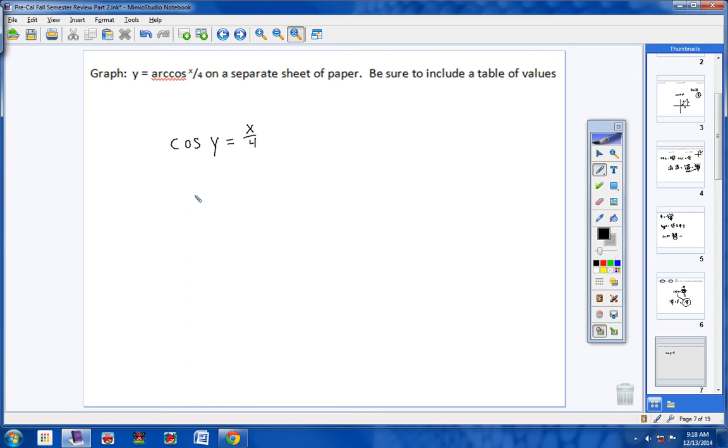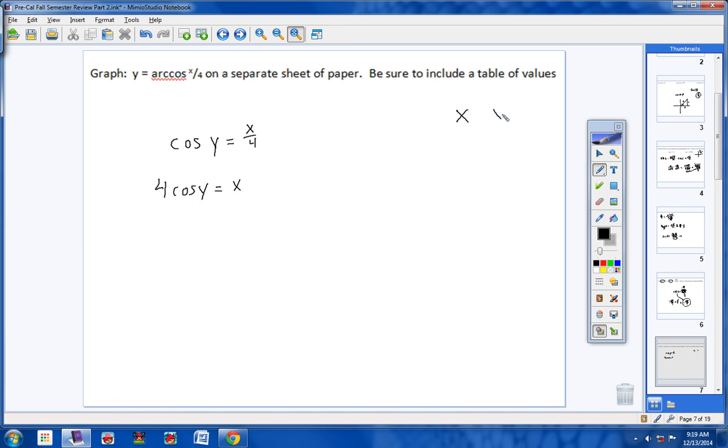Now, usually, students, in all of your graphing, you're used to putting numbers in for X and getting out Y values. Not when it comes to arc or inverse trig graphing, okay? We're going to put numbers in for Y. Now, I think it'd be a lot easier personally, guys, if we got X by itself. So I'm going to go ahead and multiply both sides by 4. And there we go. Now I'm going to put values in for Y, okay?